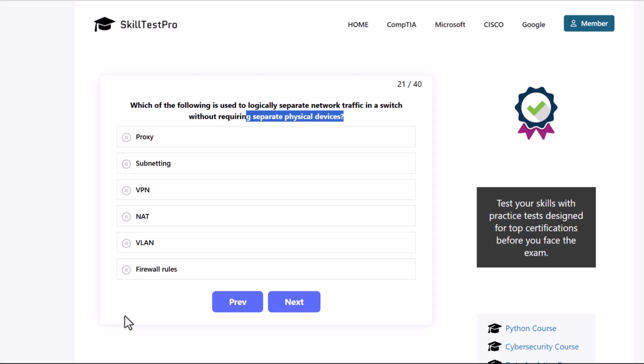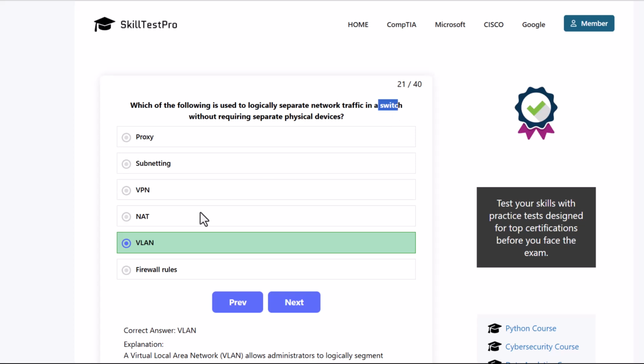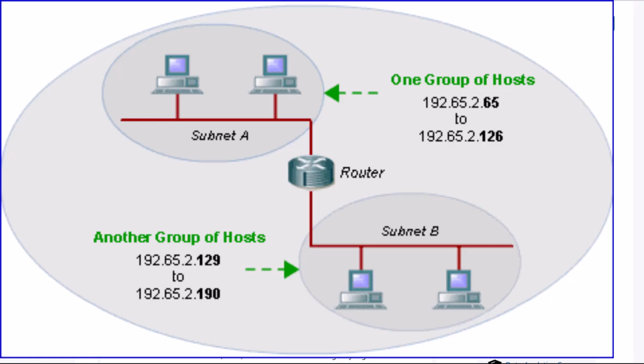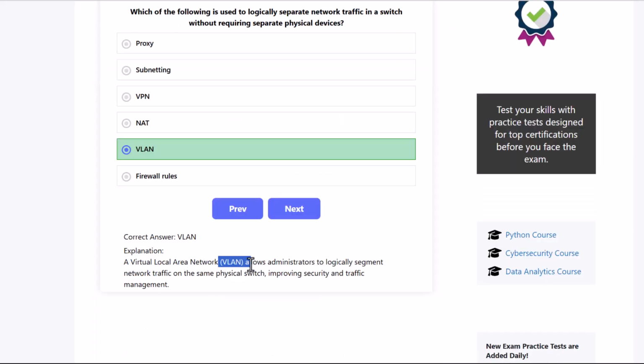And here the correct answer is VLAN, as we can create different subnets on one switch, which is called virtual local area networks, where on one switch we could have different subnets, but they would be logically separated on the same switch. That's why we call it VLAN or virtual local area network. But there is also subnetting, which would be pretty much the same, dividing the same network into many smaller networks, but by using a separate physical device, which would be a router. So a virtual local area network, or VLAN, allows administrators to logically segment network traffic on the same physical switch, improving security and traffic management.